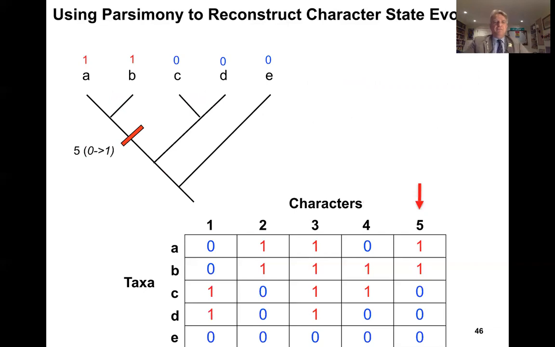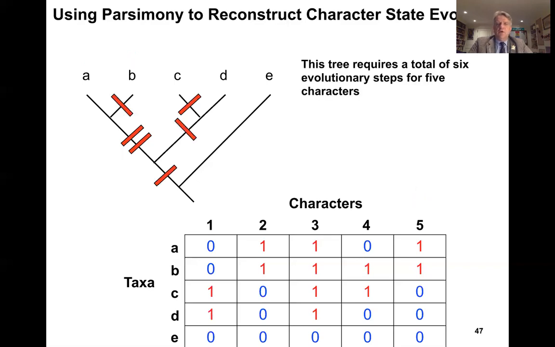Then character 5 can be thought of as providing evidence for common ancestry, a shared derived character for the clade composed of species A and B. Now, this tree requires a total of 6 evolutionary steps for these 5 characters. Remember, every character had a single evolutionary step, except for character 4, which had homoplasy on lineages B and C. But if we just count the number of changes, this tree requires only 6 changes for the 5 characters.